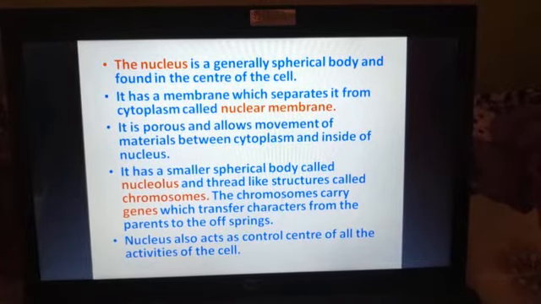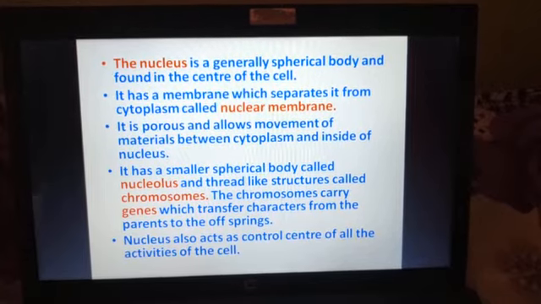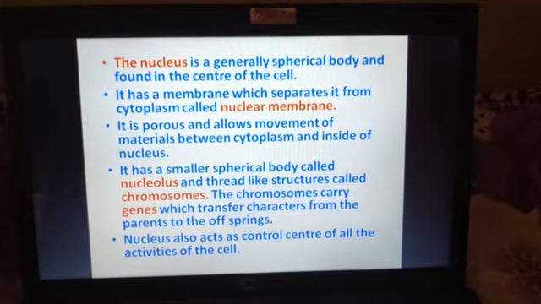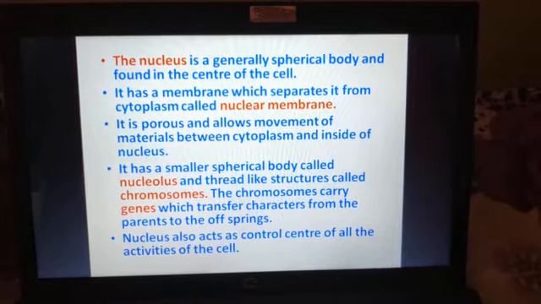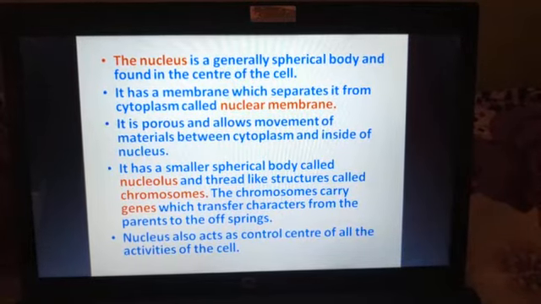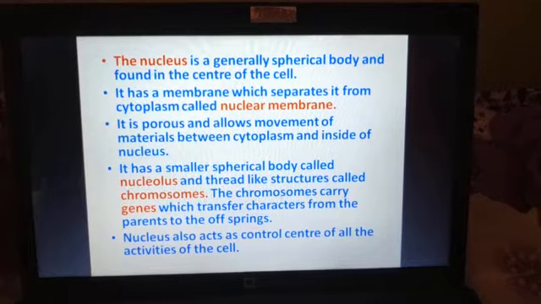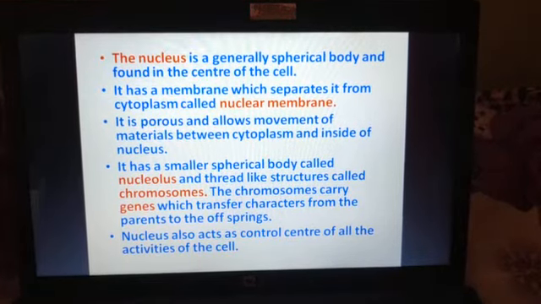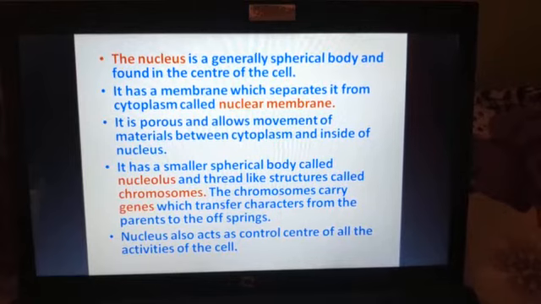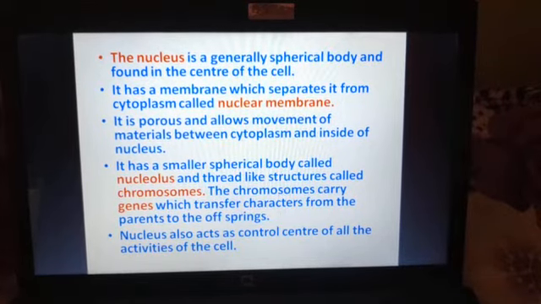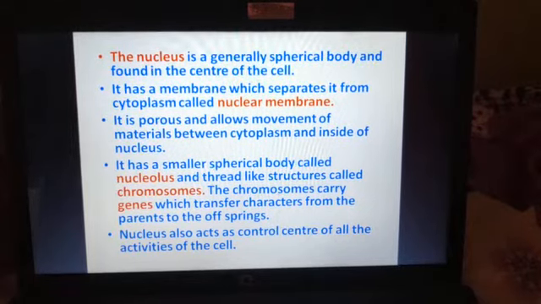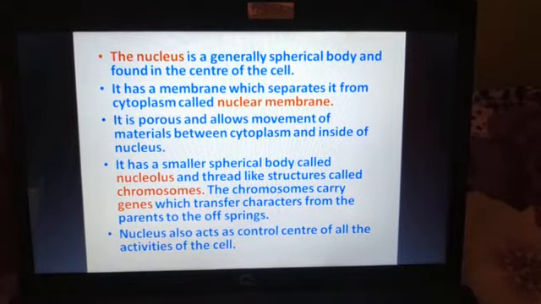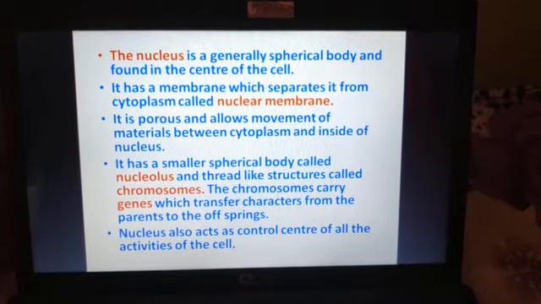So the nucleus is generally spherical body and found in the center of the cell, but in plant cell it is slightly shifted to one side. It has a membrane which separates it from the cytoplasm called the nuclear membrane. So this nuclear membrane is somewhat similar to the cell membrane. It is porous and it allows movement of material between the cytoplasm and inside of nucleus, like the cell membrane.